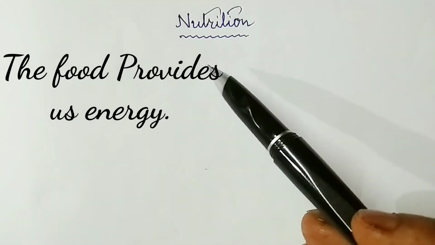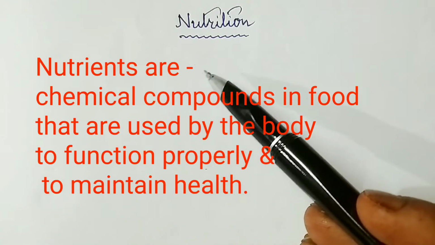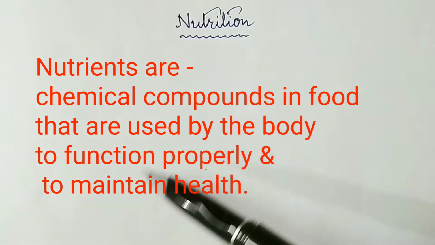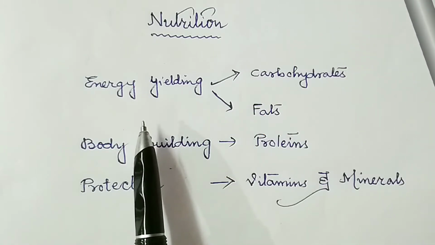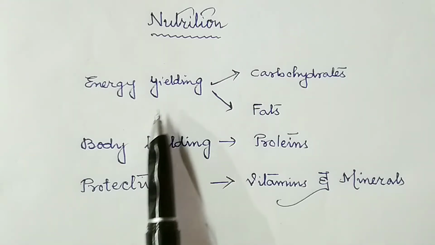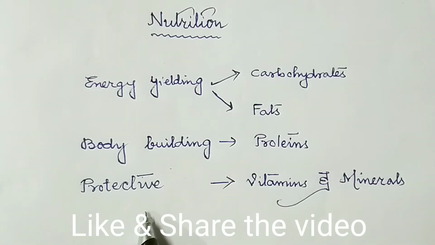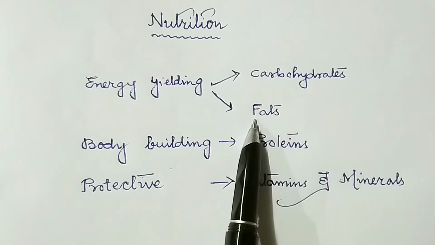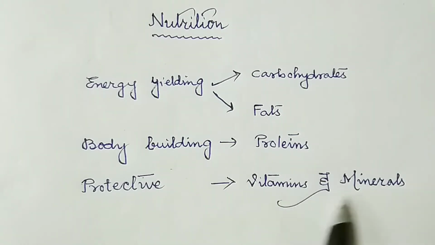So during the process of nutrition, we obtain nutrients. We obtain some chemicals during the process of nutrition, and those chemicals are called nutrients. Nutrients are chemical compounds in food that are used by the body to function properly and maintain health. The nutrients can be broadly divided into three groups: first energy yielding, second bodybuilding, and third protective. In energy yielding, the first group is carbohydrates, the second is fats; bodybuilding is proteins; and for protective we need vitamins and minerals.